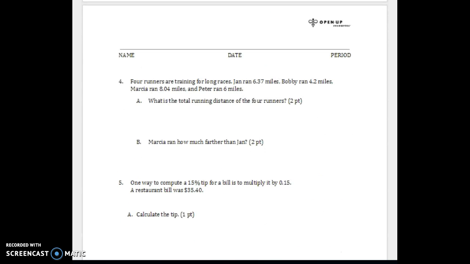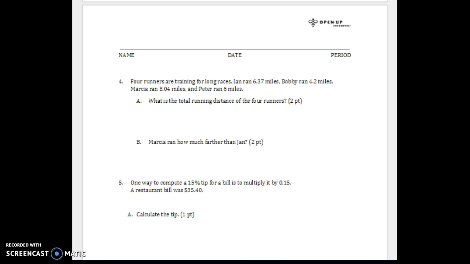Question 4. 4 runners are training for long races. Jan ran 6.37 miles, Bobby ran 4.2 miles, Marcia ran 8.04 miles, and Peter ran 6 miles. A. What is the total running distance of the 4 runners? B. Marcia ran how much farther than Jan?